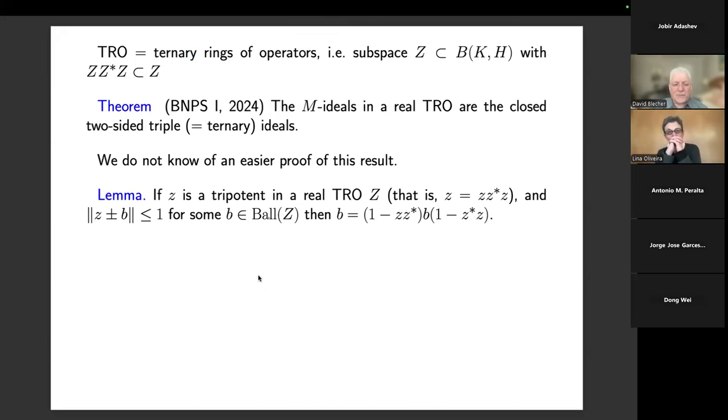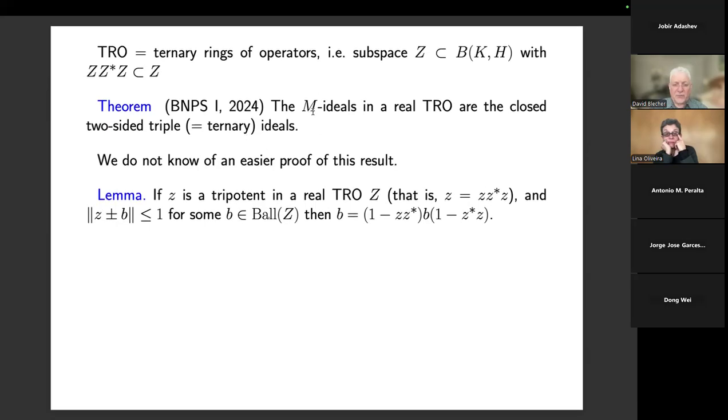So I'll mention briefly, because we'll need the next lemma, TROs, or ternary rings of operators, which are subspaces Z of operators between two Hilbert spaces such that if you multiply three elements in Z, with the middle one being, you'd have to take the adjoint of that element, if you multiply those three operators, you remain in Z. Then in the paper from 2024, it's proved that the M ideals in a real TRO are exactly the closed two-sided triple ideals.